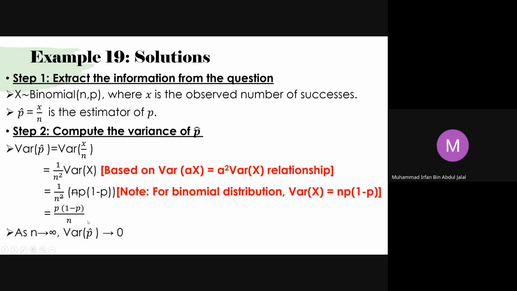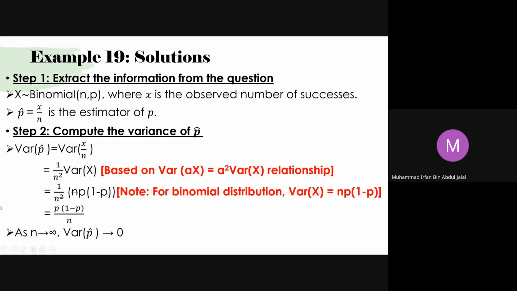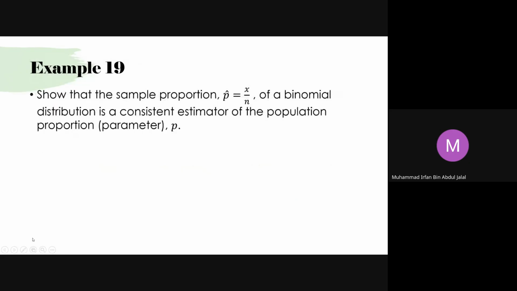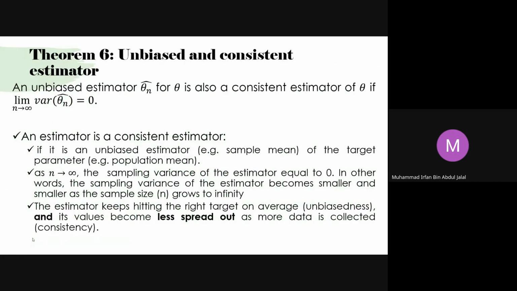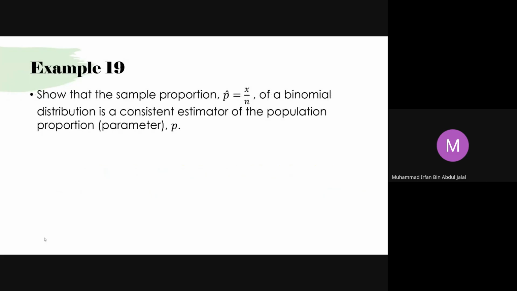Okay, because we fulfill these conditions, we can say that the estimator P hat is a consistent estimator of p, because the variance of these things approaches zero as the sample size grows. Okay, this is the solution for the first question.